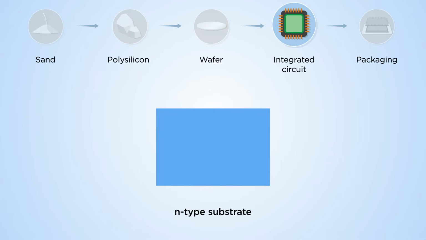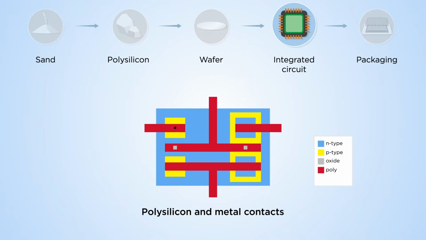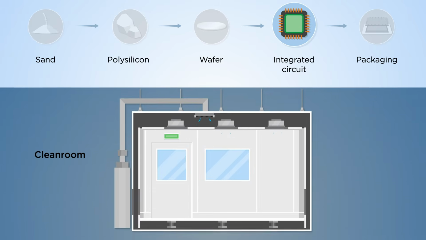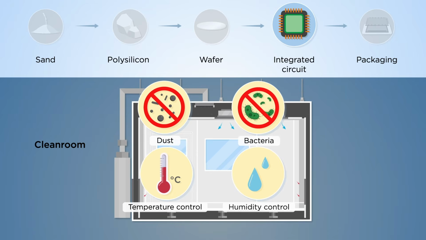Using sophisticated tools, semiconductor engineers design the integrated circuits using different types of silicon: N, P, oxide, and poly. Complex patterns of these different types of silicon make up the integrated circuits. For instance, this circuit will invert a signal, turning 1 into 0 and 0 into 1. The circuit design is then translated into a set of photomasks, crucial for the manufacturing of actual integrated circuits later. Because integrated circuits are so small, manufacturing must take place in a clean room, a highly controlled environment, to minimize contaminants.